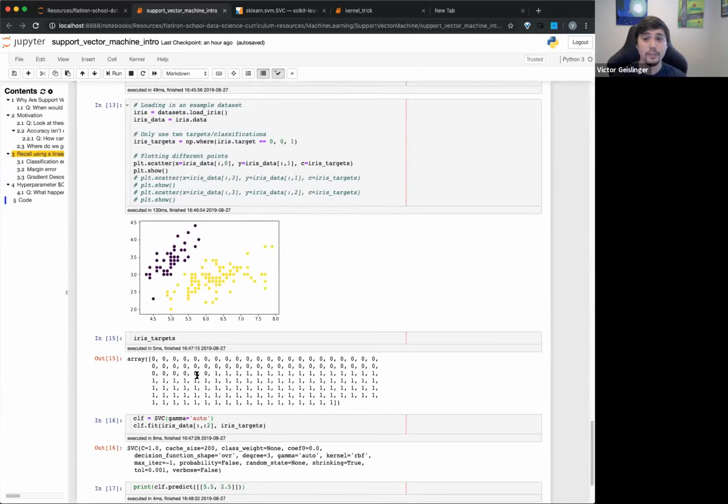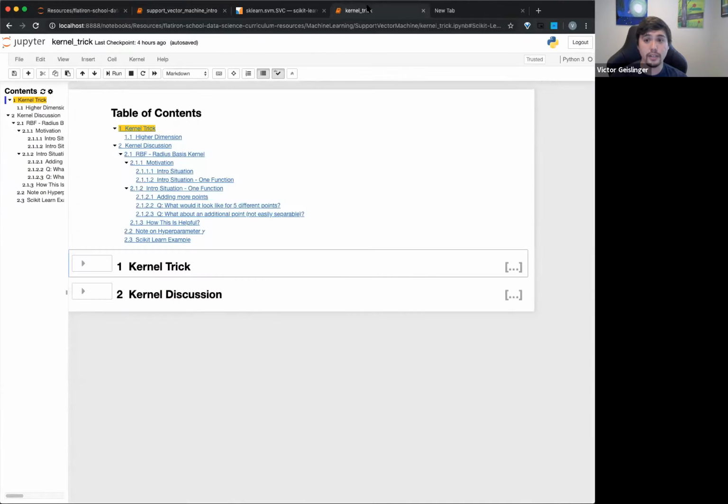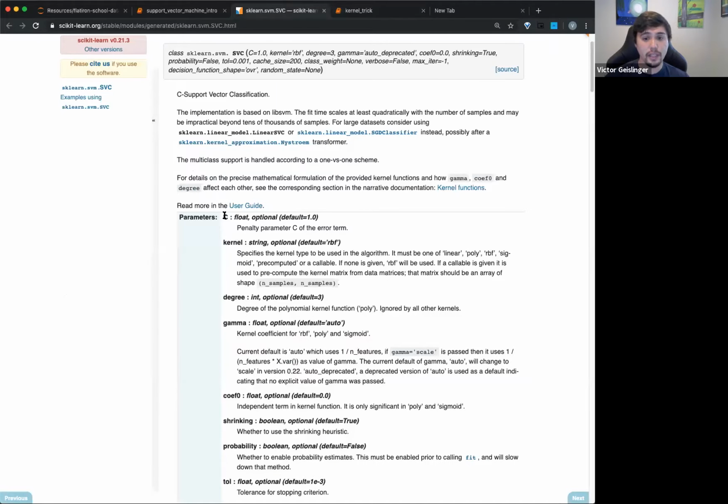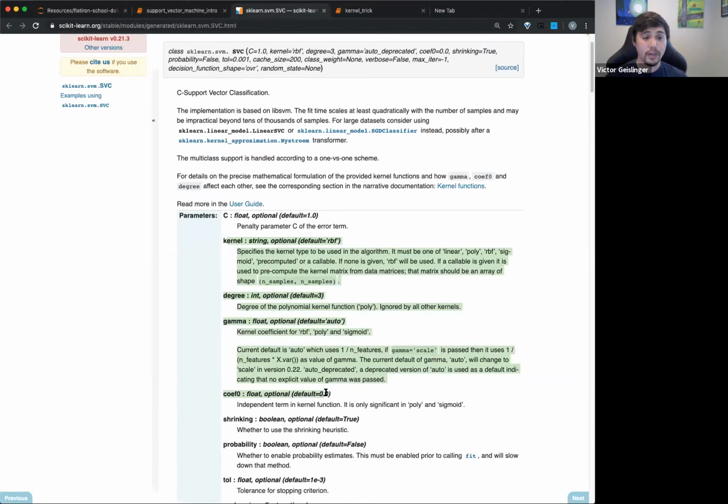Cool. All right, so I have a few more minutes left, so I'll go ahead and go into the next part, which is the kernel trick. The kernel trick basically is essentially the same thing as talking about support vector machines. You'll notice that with support vector machines, like this classifier, you see all these other parameters right here, which are basically all related to the kernel trick. And basically, it's a way for us to cheat the system.